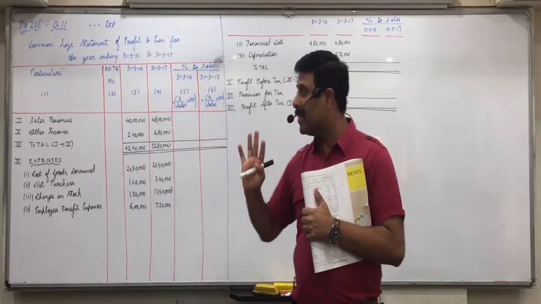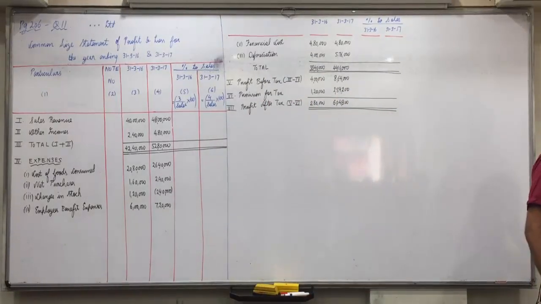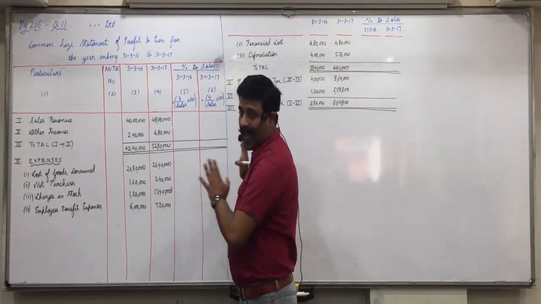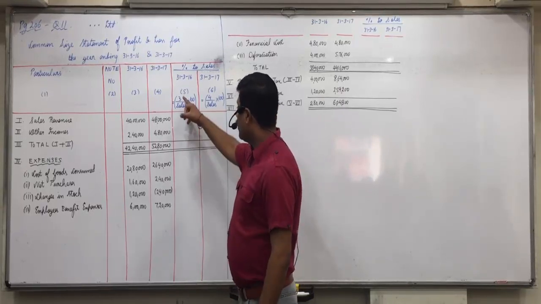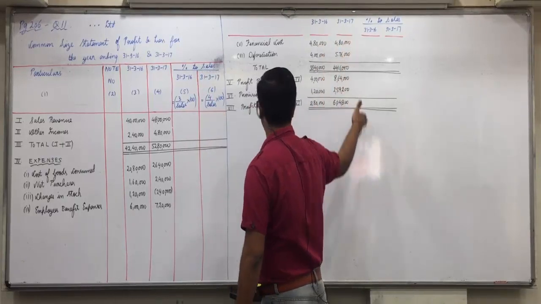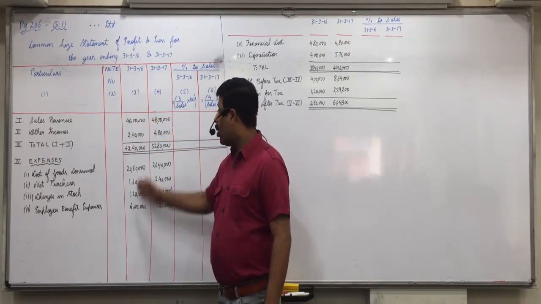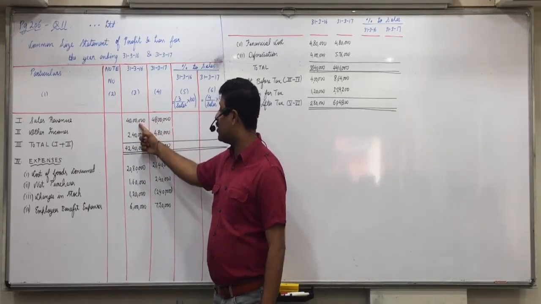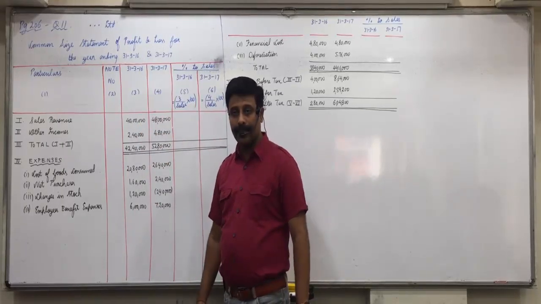Is everyone clear with it? Now how to make this common size statement and how to find the percentage to sales, understand it? As we have written over here, I am explaining the actual concept and the shortcut method of doing it. So just be attentive. Column 5 is column 3 upon sales into 100. All the figures of column 3 we are going to divide by sales of column 3, which is 40 lakhs, and multiply with 100.